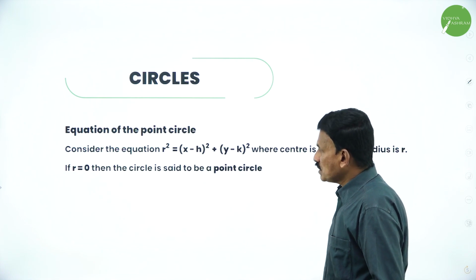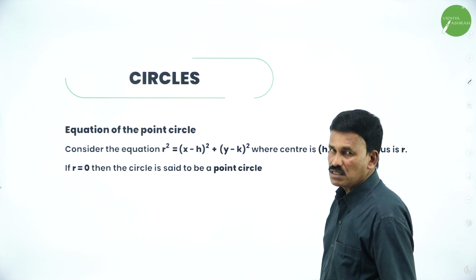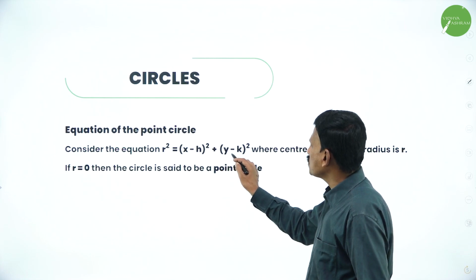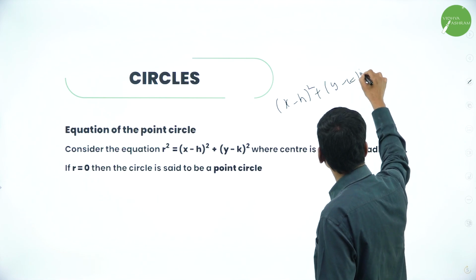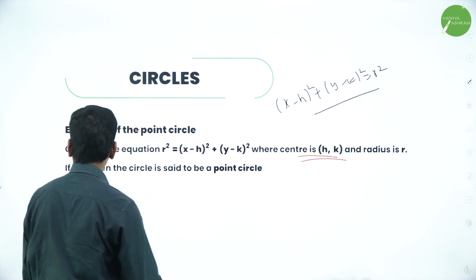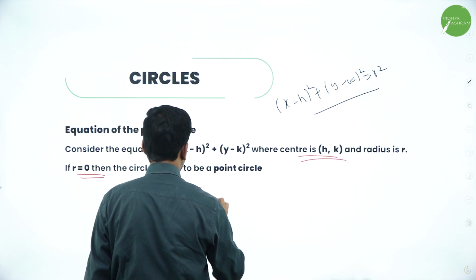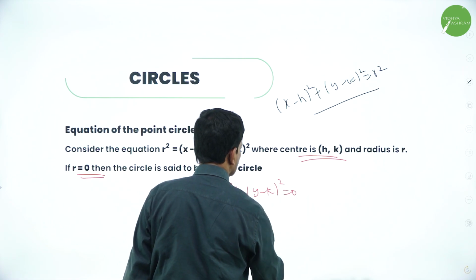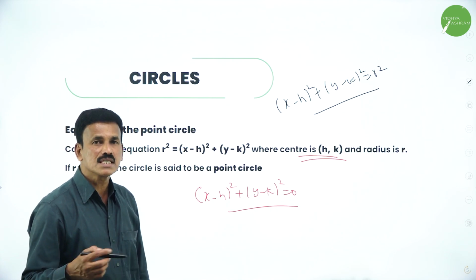Now, the equation of the circle in the standard form. Consider the equation of a circle having the center (h, k) and the radius r as (x − h)² + (y − k)² = r², where (h, k) is the center and r is the radius. If r is equal to 0, then the circle is said to be a point circle. So for a point circle, (x − h)² + (y − k)² = r² = 0. This is also a point circle whenever the center is (h, k).